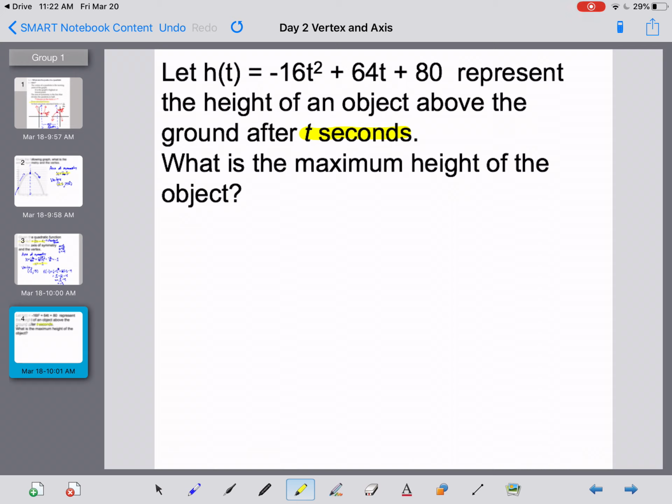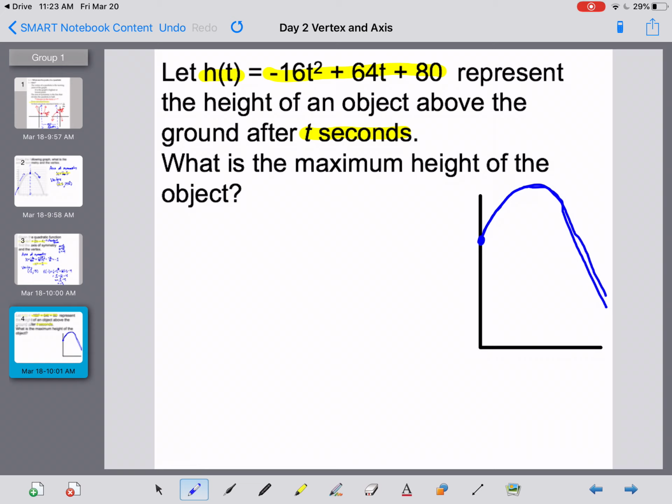In this problem, we have t seconds, that's our x, and then we have h of t for the height. And if we look at our equation, it is a parabola or a quadratic function in standard form. The reason why our equation is a quadratic function is because if I have an object and I throw it up in the air, at some point it's going to go up and then it's going to reach a point and will start coming back down again. So that is why our function here is a quadratic function.